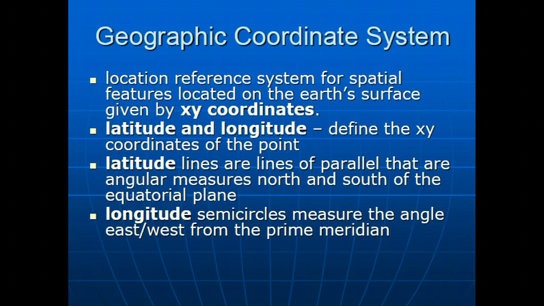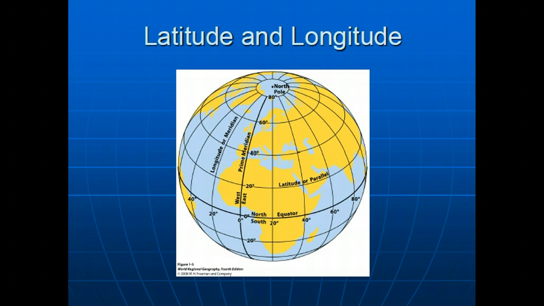Latitude are lines or parallels that are angular measurements both north and south of the equatorial plane. Longitude are semicircles which measure the angles east and west from the prime meridian. This diagram shows the prime meridian and the equatorial plane as the reference points.